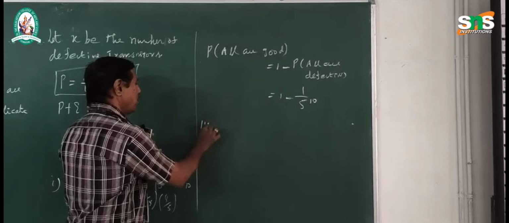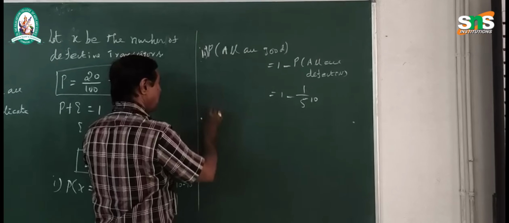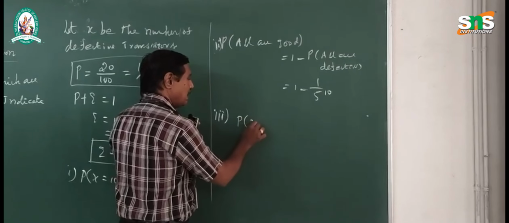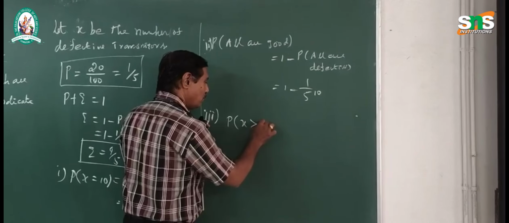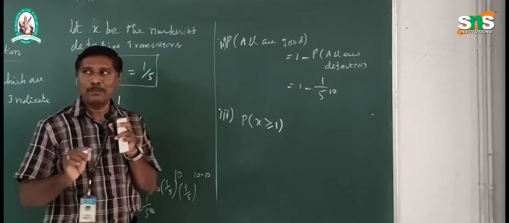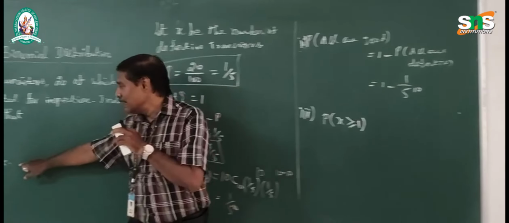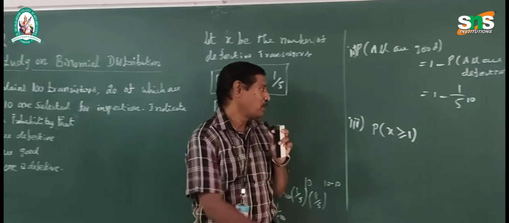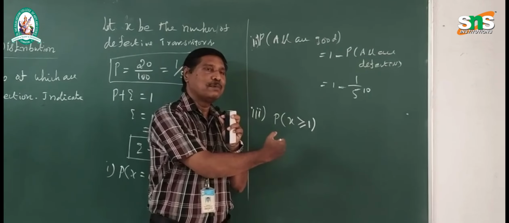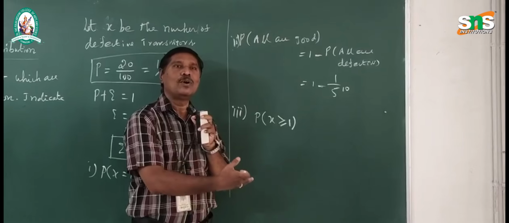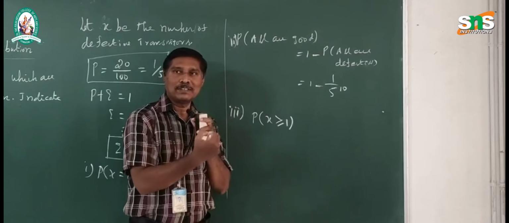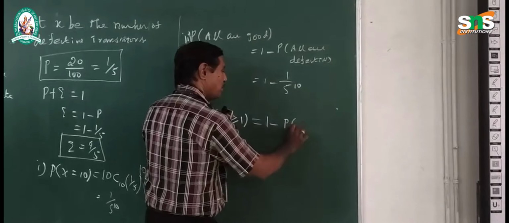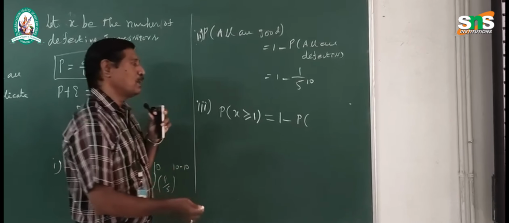And the third: what is the probability that at least one transistor is defective? That is probability of x greater than or equal to 1. Why do we write this? At least means minimum 1, maximum 10 transistors. It is the same as probability of x equal to 1 plus probability of x equal to 2 plus x equal to 3, up to probability of x equal to 10. It is a vast calculation, so avoid that. The probability of possible is 1 minus the probability of impossible.